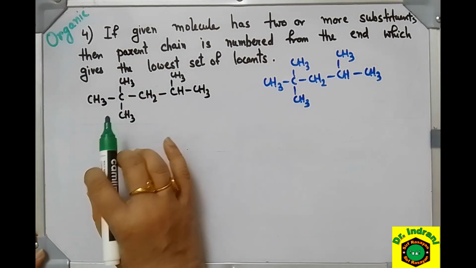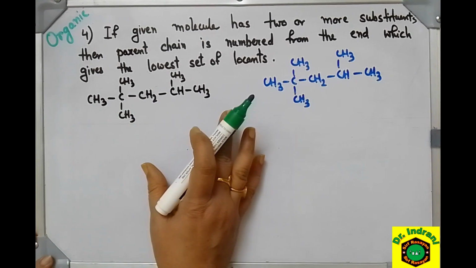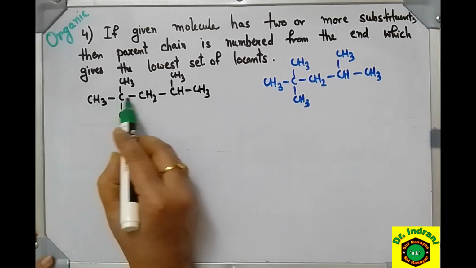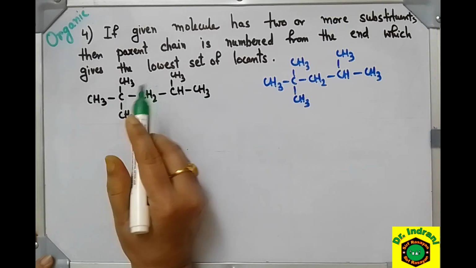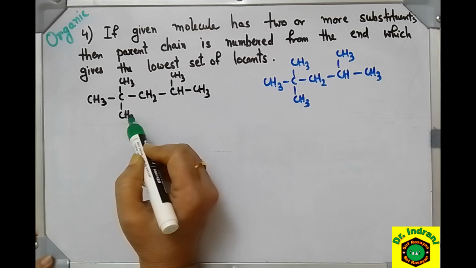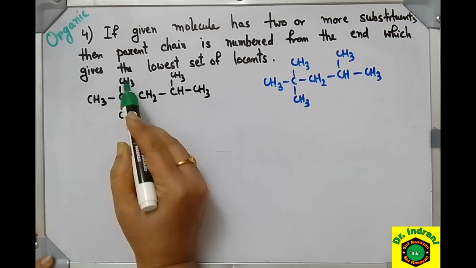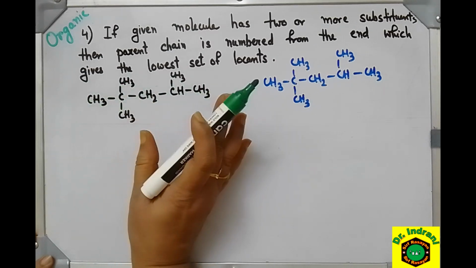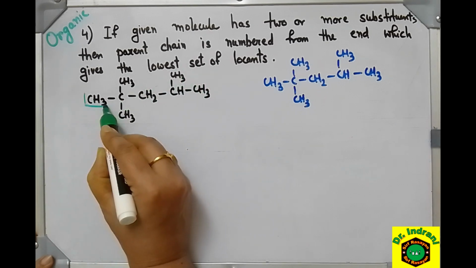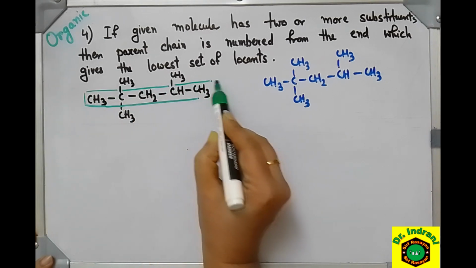Now suppose this is your molecule. This is rule number 4. Now see here, first you have to find out the principal chain. Here this chain has 1, 2, 3, 4, 5 carbon atoms, and how many substituents? 1, 2, 3 substituents. And if you consider from here, it also has 1, 2, 3, 4, 5 carbon atoms and 3 substituents. You can consider any one, you will get the same result. So this is your main chain or principal chain.